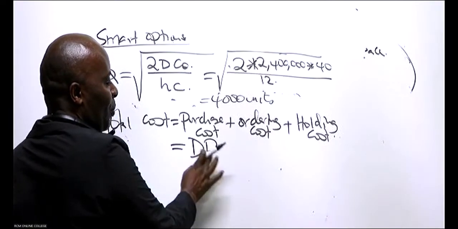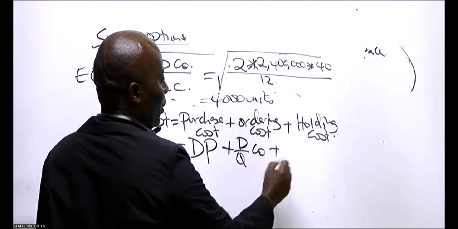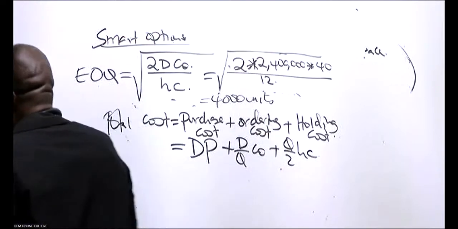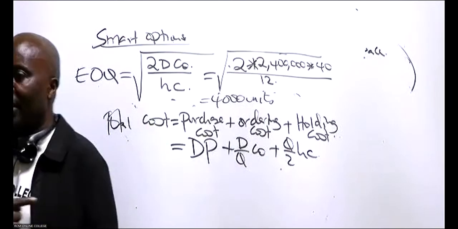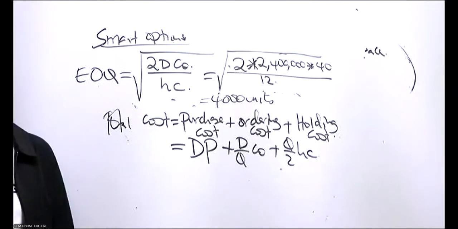So in this case here, Mwai Kibaki's party, DP, will give us purchase cost: annual demand times price. Ordering cost, we know the formula. It's D over Q, CO. Holding cost, we know it's Q over 2, HC. So anytime they want us to give them total cost, that formula, DP, will come in handy.